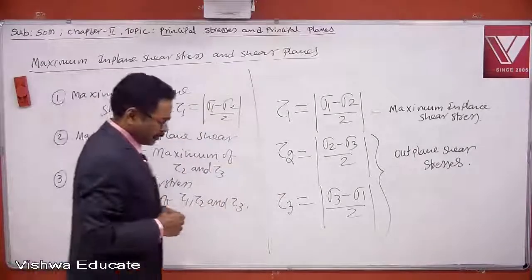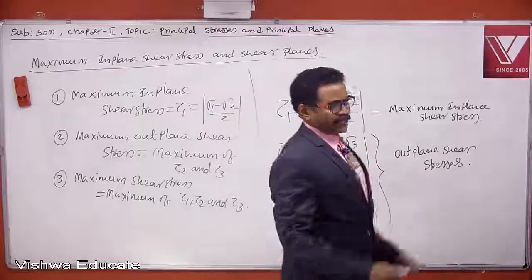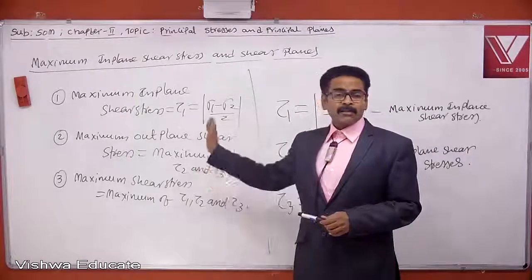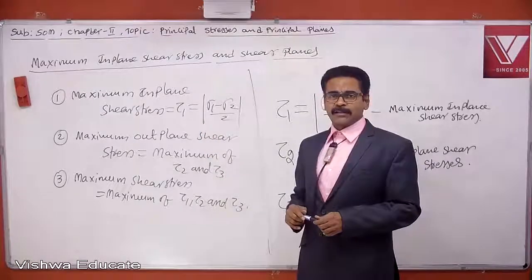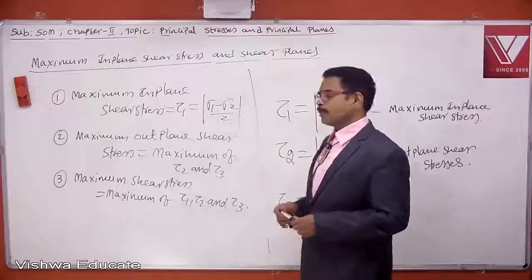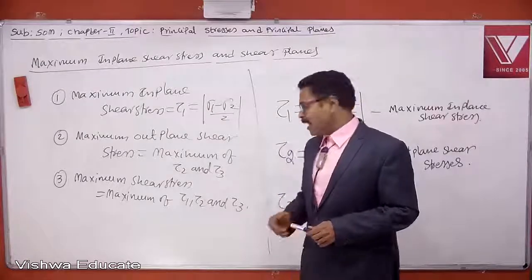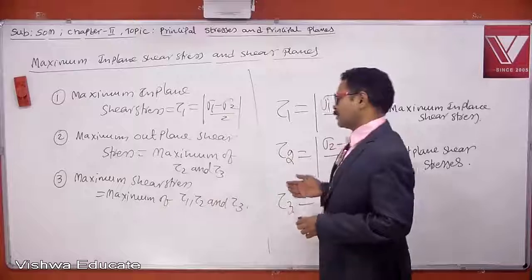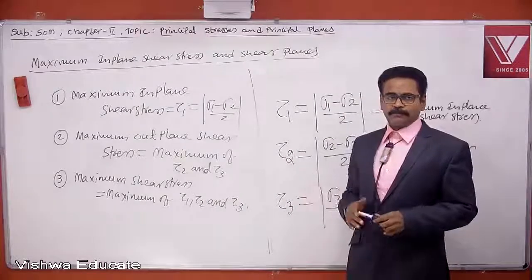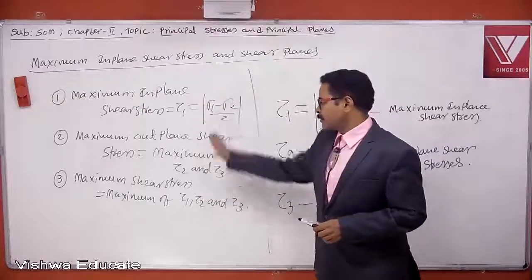In many textbooks they may mention maximum shear is always tau 1. Always tau 1 will not be maximum shear. Sometimes tau 1 is maximum shear, sometimes tau 2, sometimes tau 3. The maximum out of all these three, tau 1, tau 2, tau 3, is the maximum shear. Be careful. So please copy these important points.